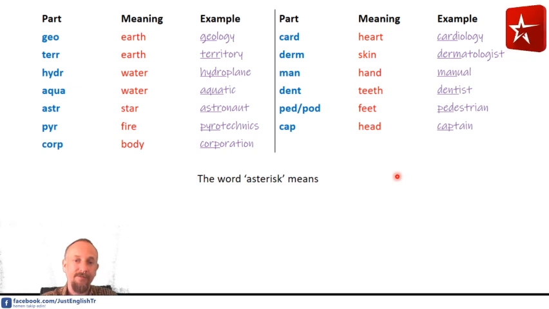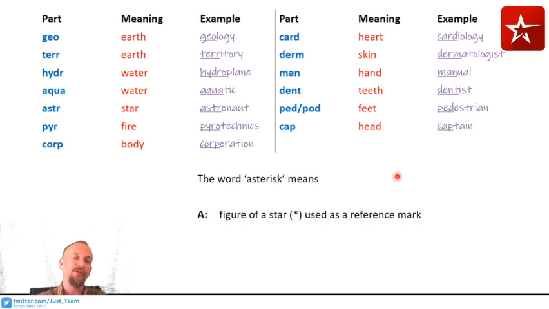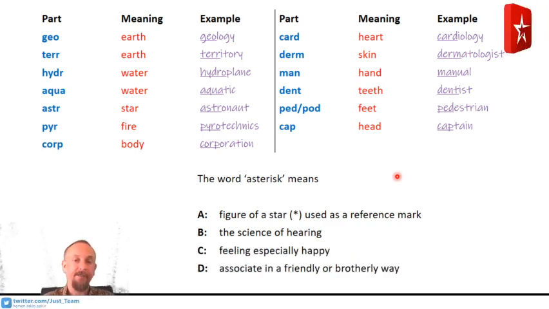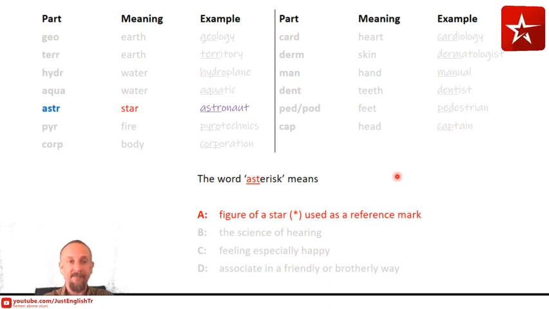The word asterisk. Asterisk. A figure of a star used as a reference mark. B. The science of hearing. C. Feeling especially happy. Or D. Moving my finger away. Associate in a friendly or brotherly way. Whoop, straight in there. Very, very good, everybody. I'm very impressed with your attendance. Thank you very much. Seriously. And there we have it, A.